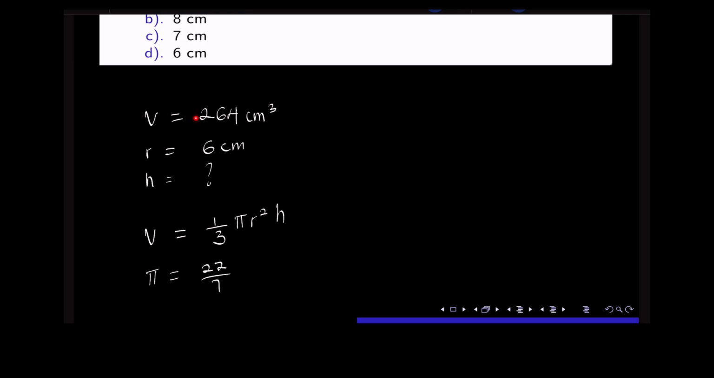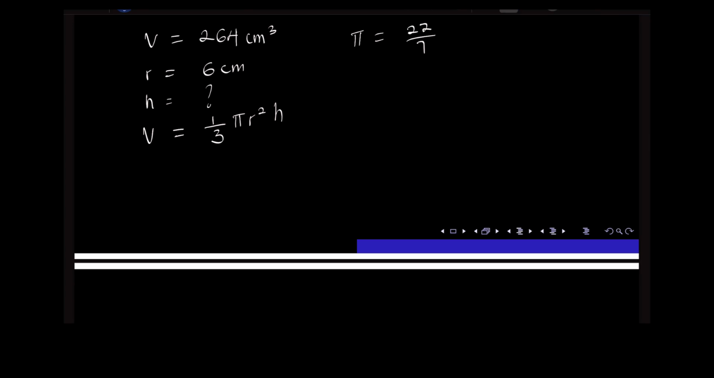And the volume is defined to be 264 centimeters cubed. So we just have to substitute these values into this expression. Then we can find our height. So we are going to have V, which is equal to 264 centimeters cubed, is equal to 1 over 3, and pi is defined to be 22 over 7, and the radius is defined to be 6, so that's going to be 6 centimeters all squared, and the height is unknown, so let's write h.